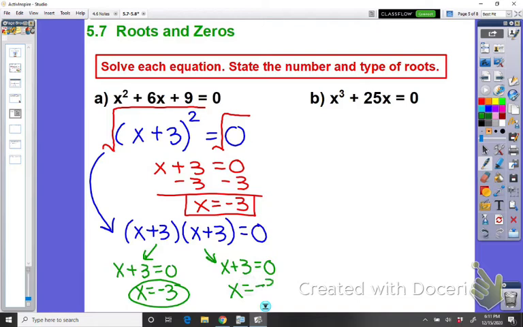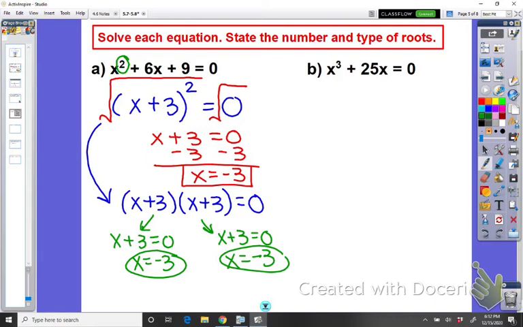It just appears twice. So if you were to graph this, this is called a double root. It bounces off the x-axis at negative 3. Technically, it's a degree 2, which means there's 2 solutions, but they're the same number, x equals negative 3. So we call this a double root. I guess double real root. Okay, so x equals negative 3 appears twice, so it's a double real root. So there's 2 roots, but it's the same number.